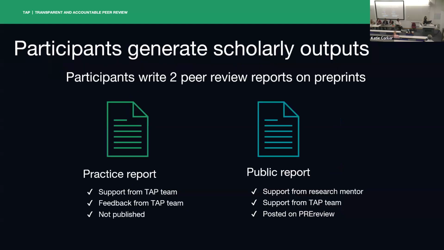Okay, so this is a training, but the participants are generating scholarly outputs. Two main ones. They write a practice peer review report on a preprint. This is an output of a workshop that we do that's centered on what is peer review, who is peer review for, how do you read a paper, how do you construct the report, how do you post it, how do you get credit for it.